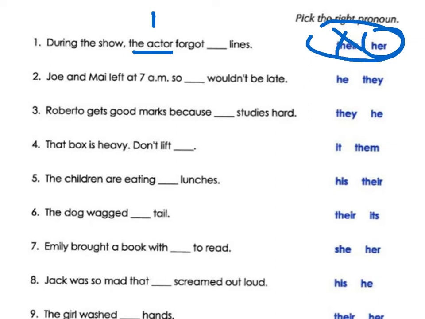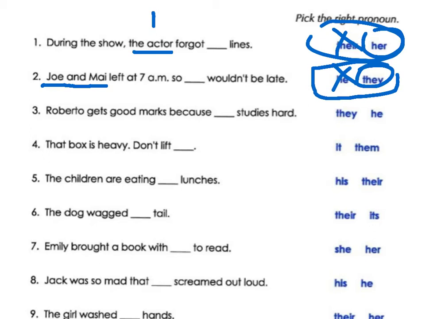Number 2, Joe and Mai left at 7 a.m. so blank wouldn't be late. The nouns in this sentence, or the subject in this case, is Joe and Mai, a compound subject. So you look at the pronoun choices here. Which of these two choices would match two nouns, or basically a plural subject? And between he and they, the answer has to be they. Joe and Mai left at 7 a.m. so they wouldn't be late. It can't be he because he would match only a single male or a boy noun.